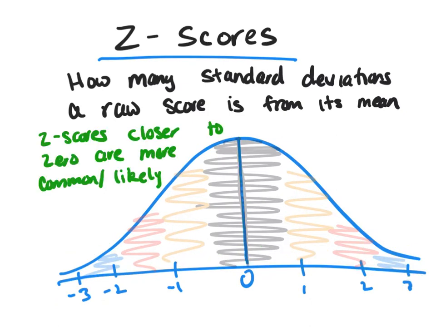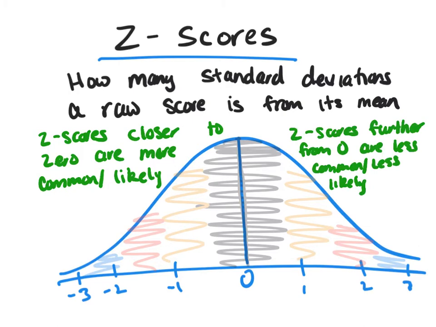So scores closer to a z of 0 are more common or more likely. That means they have a greater probability of existing. Whereas scores further from 0, respectively, are less common or less likely. That means that the higher z-scores, like 3 and -3, have a lower probability of existing or being selected than z-scores of 0, -1, or 1.